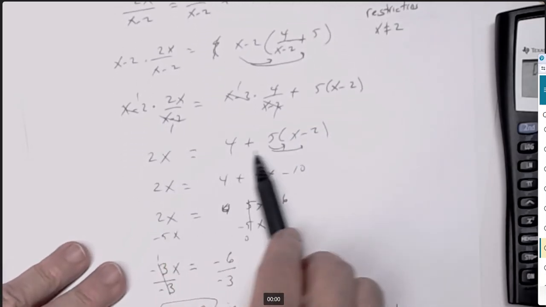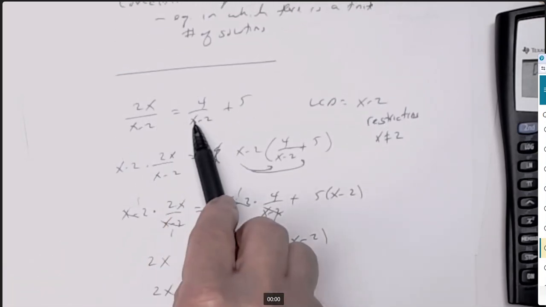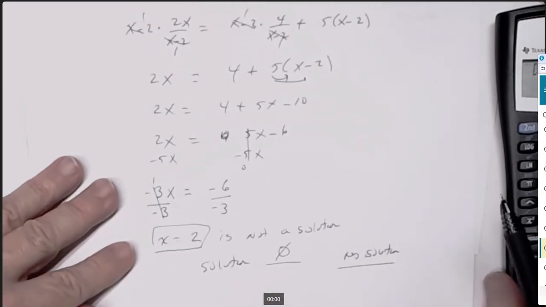So x equals 2 is not a solution. The solution to the original equation is no solution. There is none. It's the empty set.